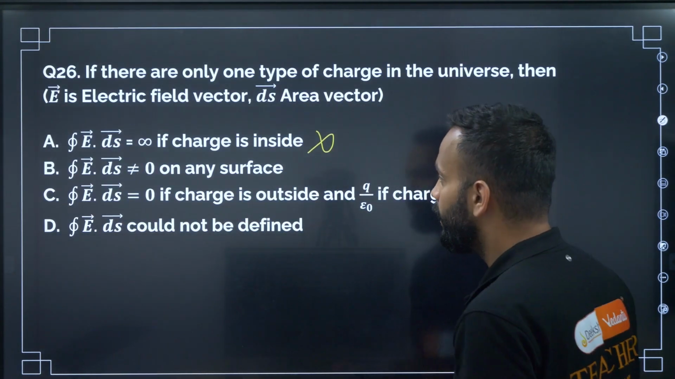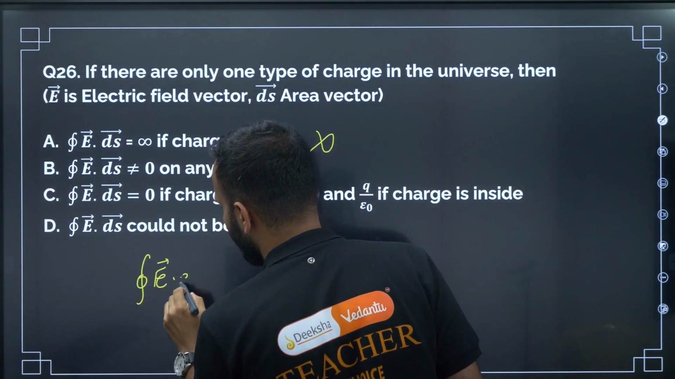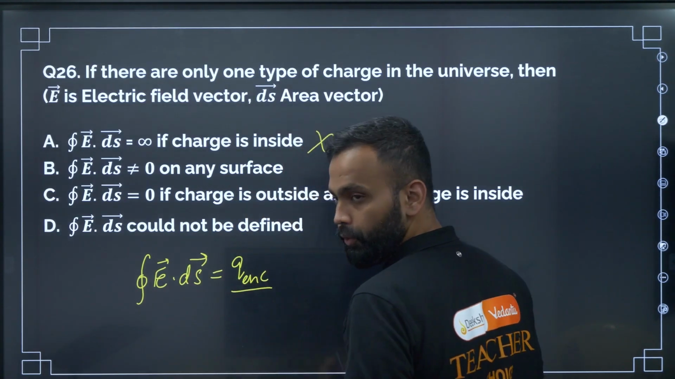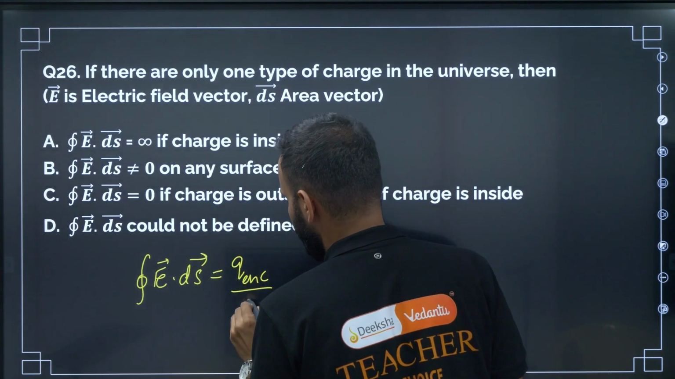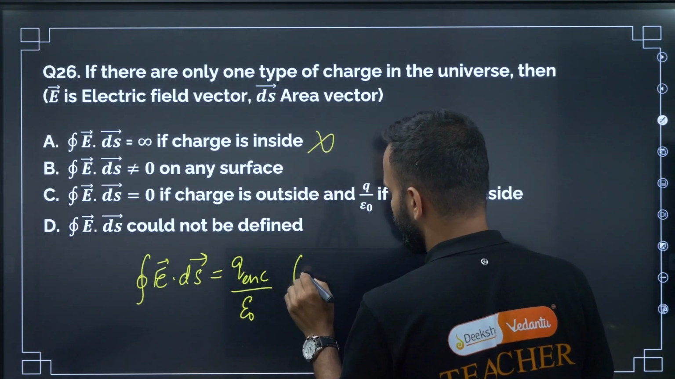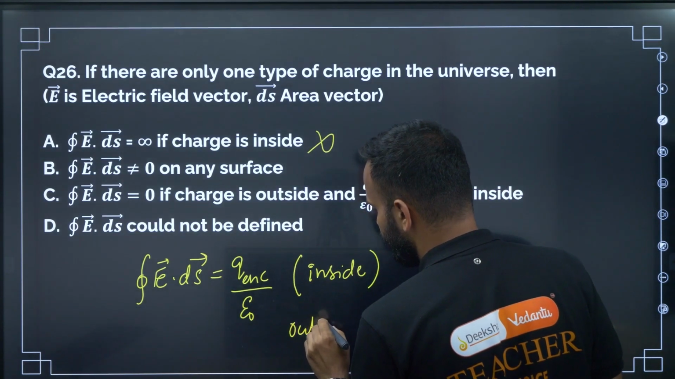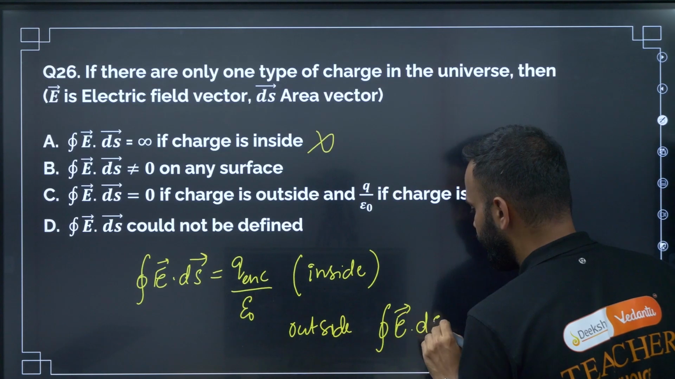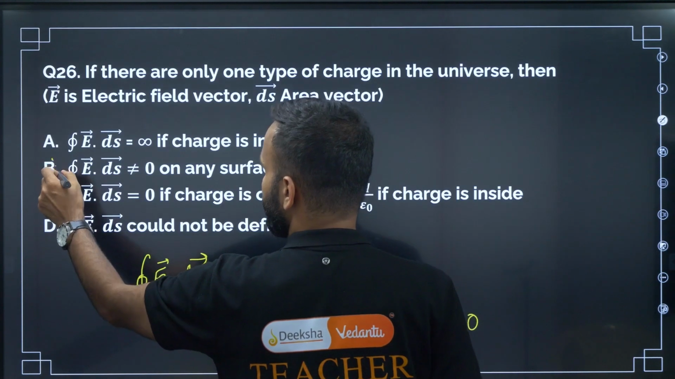Wrong, right? According to Gauss's law, the loop integral of E dot ds is equal to q enclosed, that is the total charge enclosed by the surface, divided by epsilon naught. This is Gauss's law. So if it is inside, okay? Outside, the loop integral of E dot ds is equal to 0, okay? So the second option is also wrong, right?